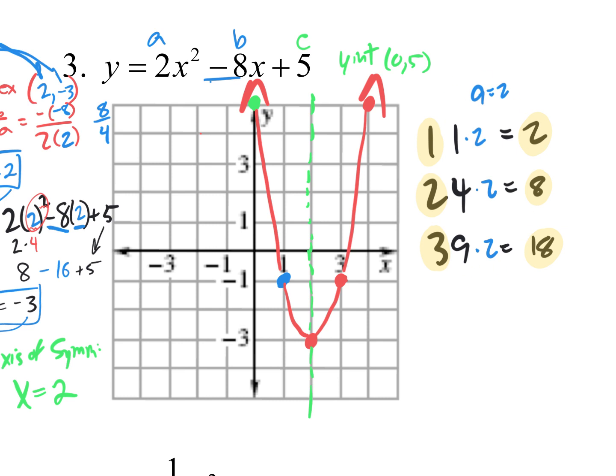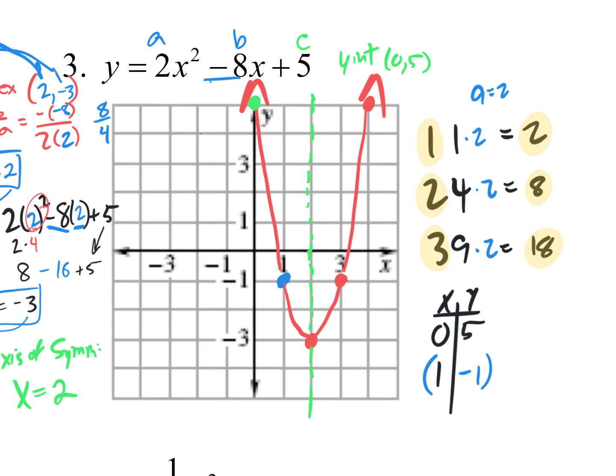Now, let's say you didn't want to deal with the pattern. Let's say you wanted to stick with the input-output table. You could do that if you want. You could plug in 0, and you will get the output 5. That was the y-intercept. You could plug in the number 1. 1 squared is 1. 1 times 2 is 2. 8 times 1 is 8. 2 take away 8 is negative 6. Negative 6 plus 5 is negative 1. So when I plug in a 1, I get out a negative 1. And you will see that 1, negative 1 is that blue dot right there. So I think it's a lot better to use the pattern and modify it if necessary. But you could always use an input-output table if you really wanted to.